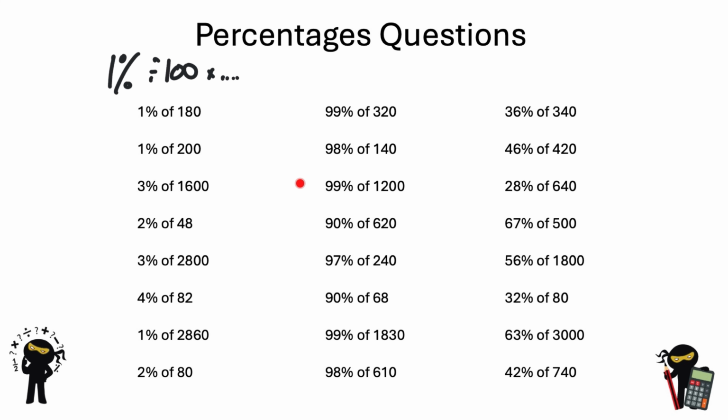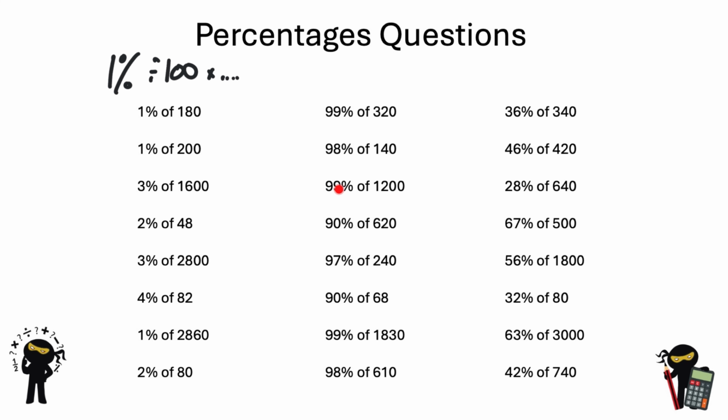Then I've left you some examples of your 98%, your 99%, and 90% as well. I didn't cover that in the video, but 90% is just take away 10%, isn't it? So if you can see 90%, just find 10%. So 10% of 620 would be 62, and then just take it away. 620 take away 62. You'd need to do a column subtraction probably, but that's the quickest way to do that.